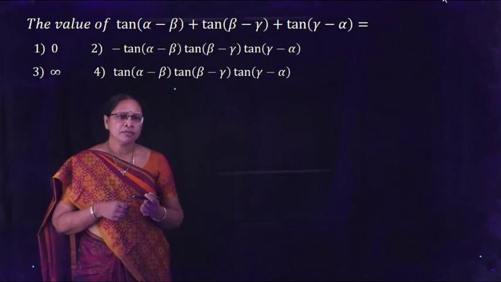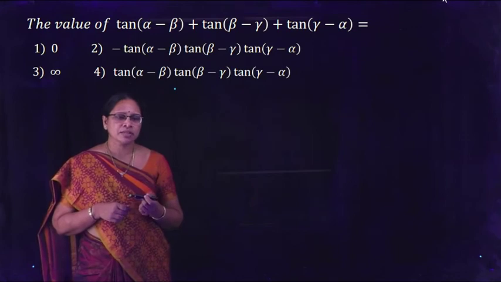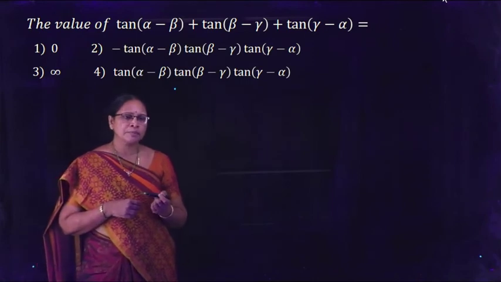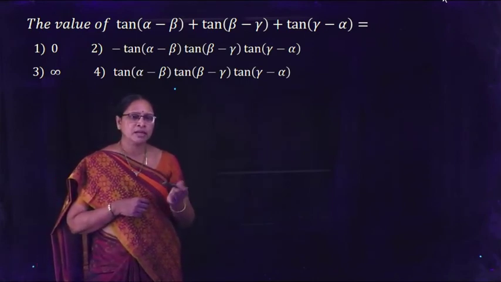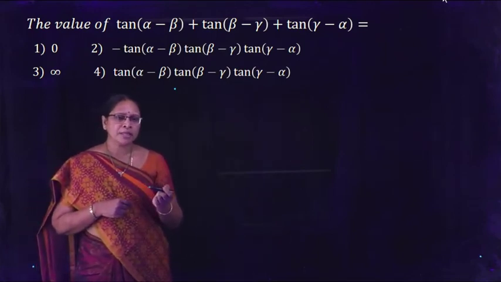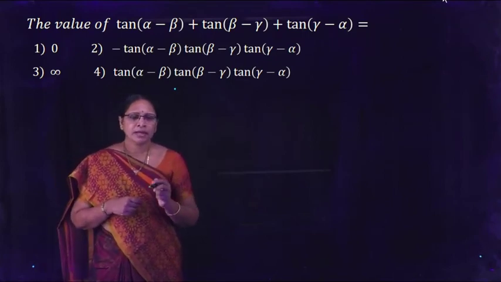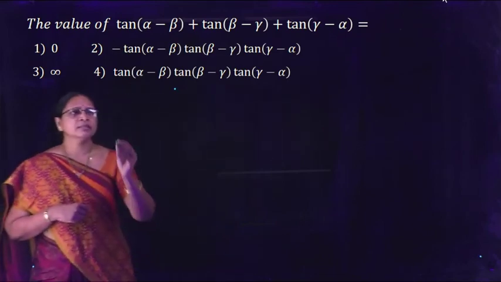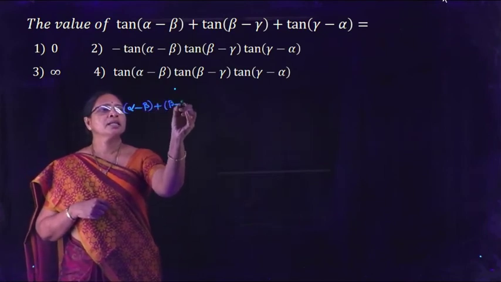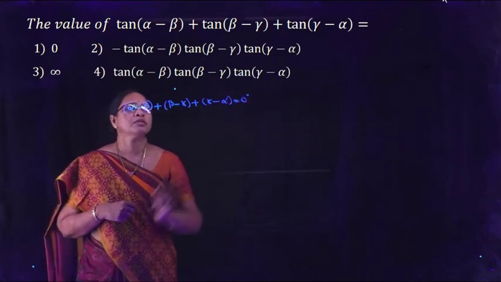The value of tan(α − β) + tan(β − γ) + tan(γ − α) is equal to: the first option is 0, the second option is minus of tan(α − β) tan(β − γ) tan(γ − α), the third option is infinity, the fourth option is tan(α − β) tan(β − γ) tan(γ − α). According to this problem, we have to consider (α − β) + (β − γ) + (γ − α) equal to 0 degrees.